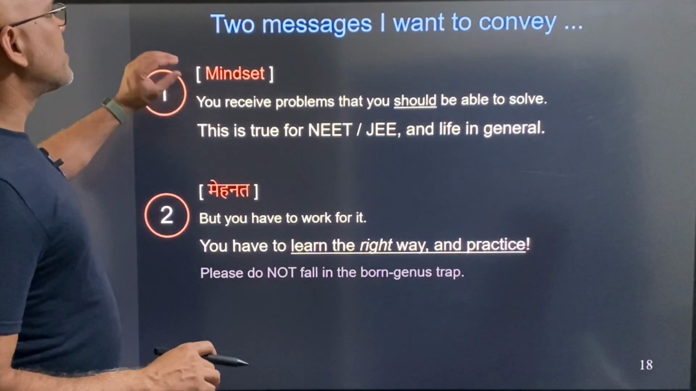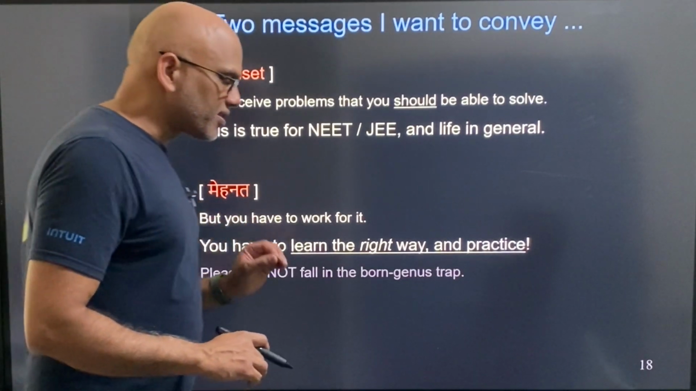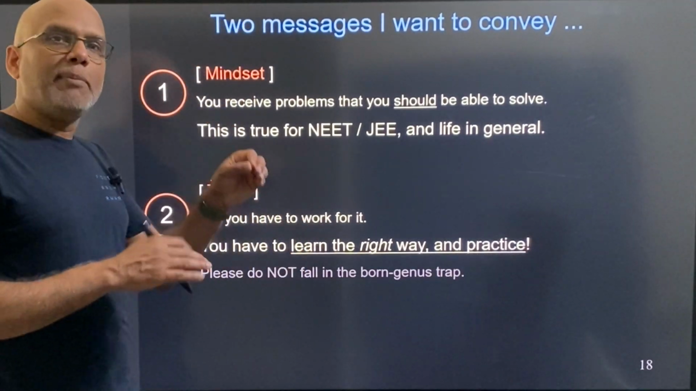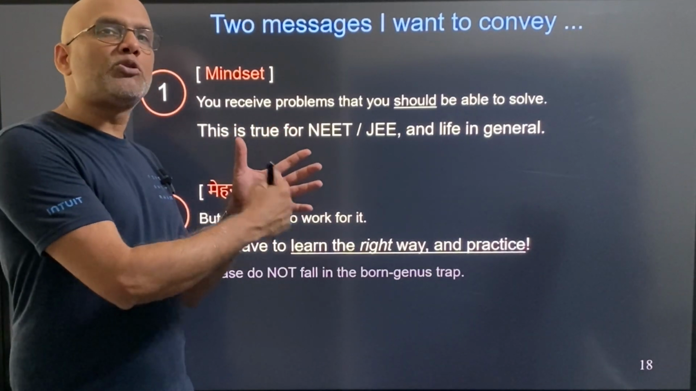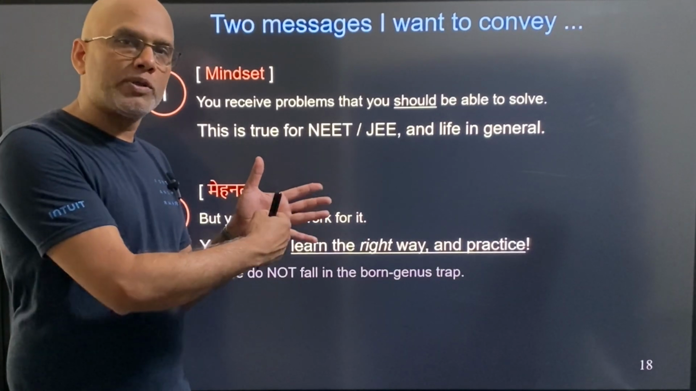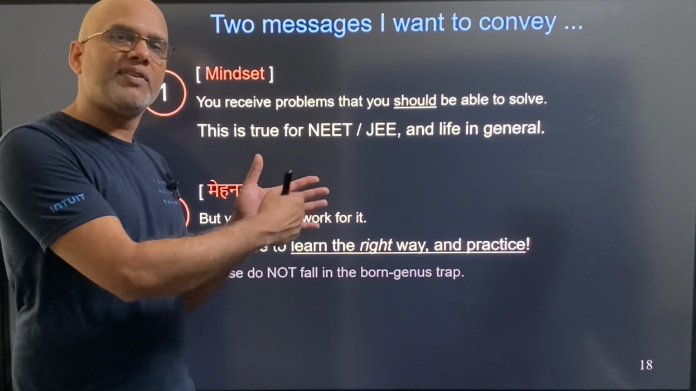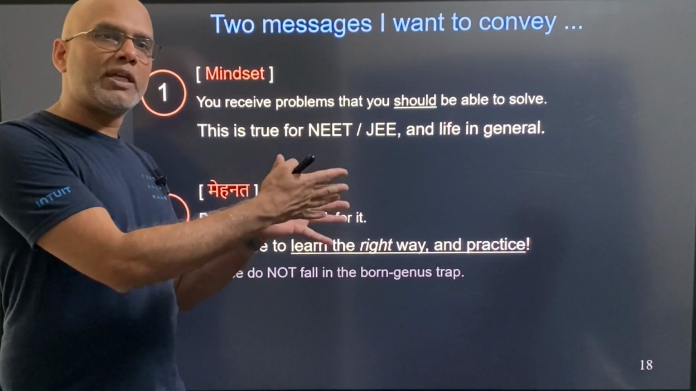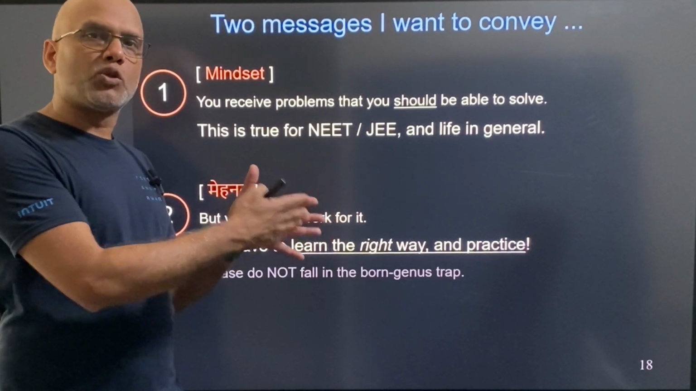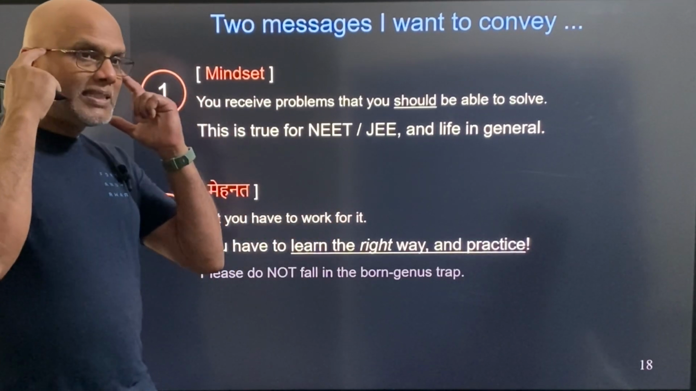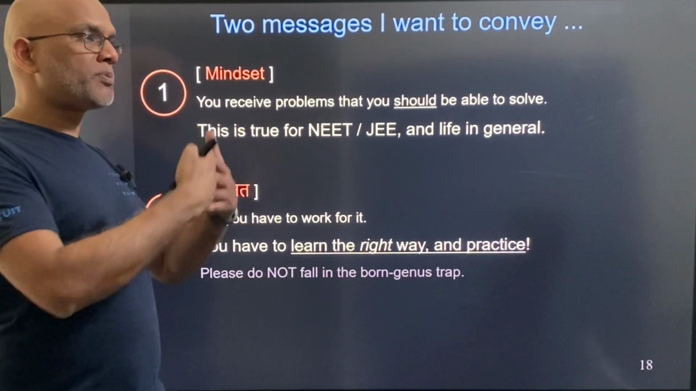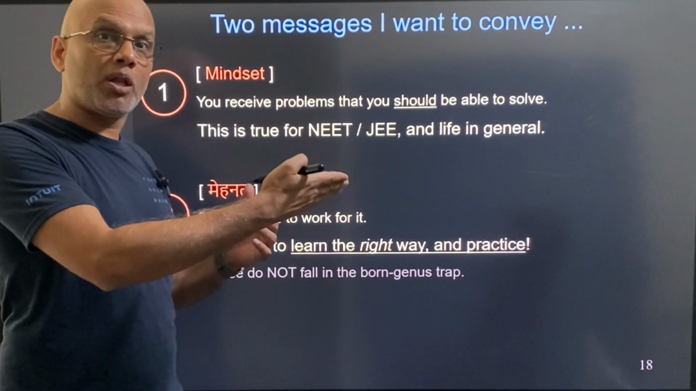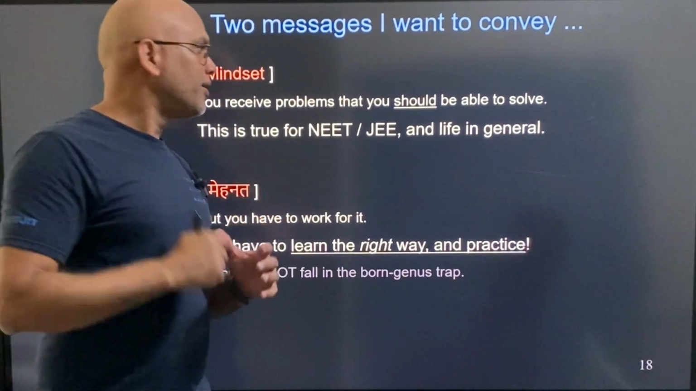The first message is about the mindset. The teacher said, you see, I gave you this problem because I knew that the concepts needed to solve this problem, the basic concepts in math and physics, you already know, you have already learned that, right? So your mindset should always be, I'm given this problem because I should be able to solve it. That should be the mindset, right?